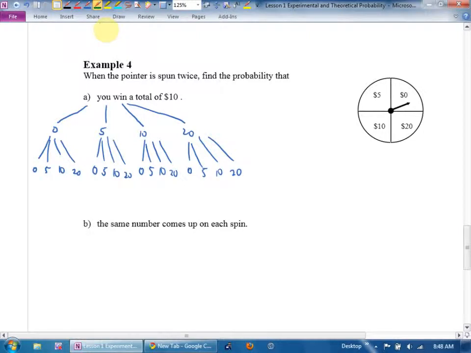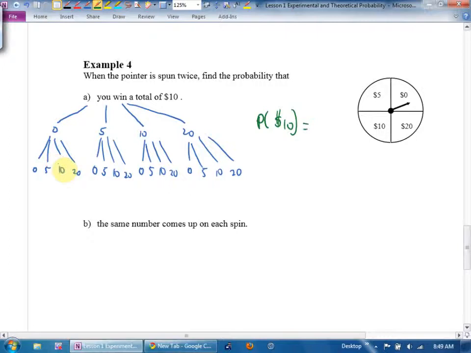So, by the way, how many possible outcomes are there? 16. So, probability of $10 is. Now, I notice for part B, I'm going to be reusing the same tree, so I'm not going to use a highlighter because that's really going to muck this up. You can, but I want to see if I can use this twice without redrawing it. I have a bit of a natural laziness, so in this case, I'm going to go to check marks.